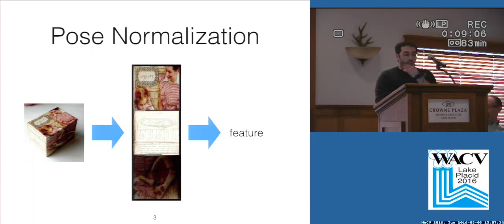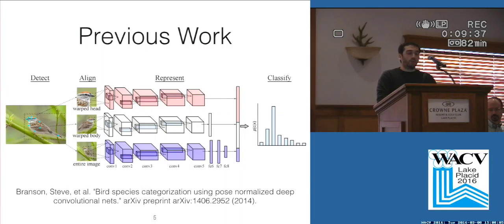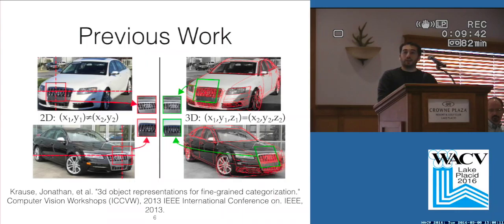So usually we solve this problem by having a pose-normalized representation. So that if, for example, for a cube, we unfold it to a pose-normalized view, a canonical view, and then we extract features. And there have been multiple works that use this idea. For example, DeepFace from Facebook has applied this idea to faces, face identification.